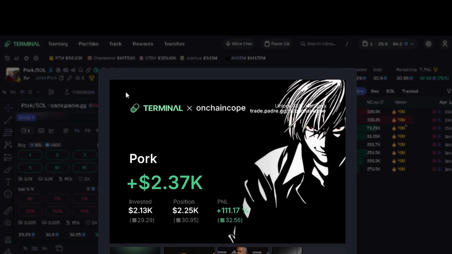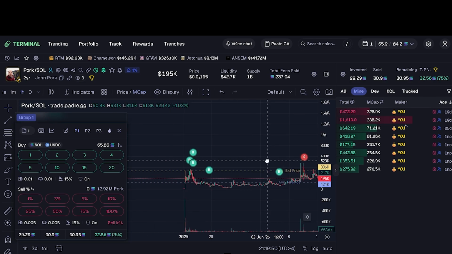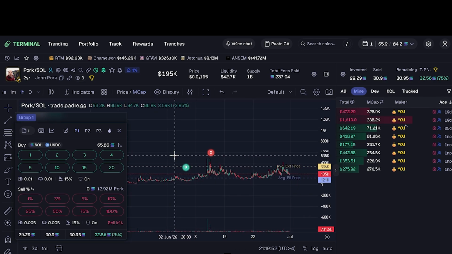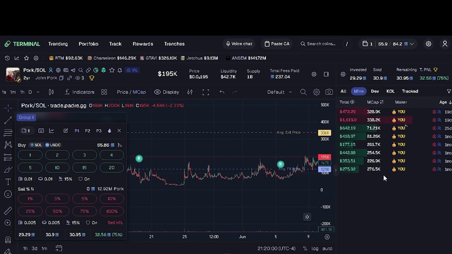I'm currently up 2.3 bands in this John Pork trade, and I'm gonna give y'all one of the techniques that me and my homies use to not get drained and to manage risk, right? So this applies to any coin, so I'm not gonna go over the specific narrative of this coin, but essentially let's go through it. So I bought this coin like a month ago.